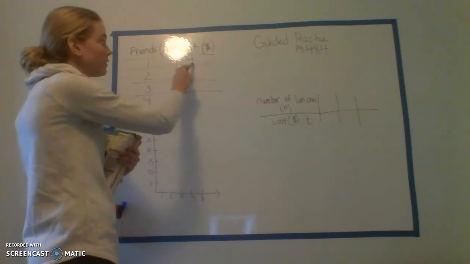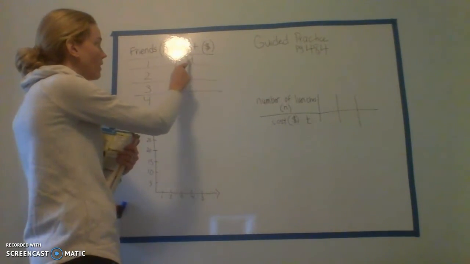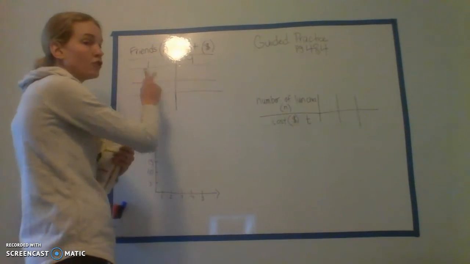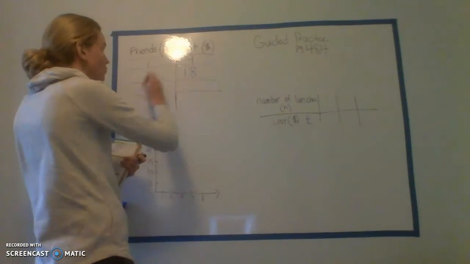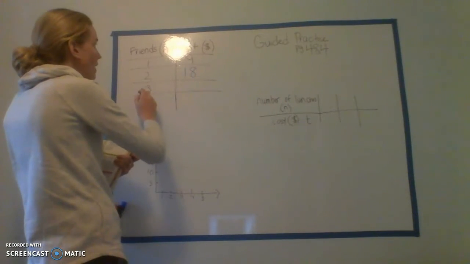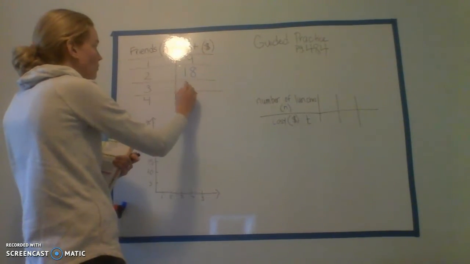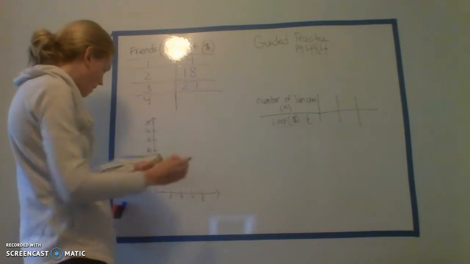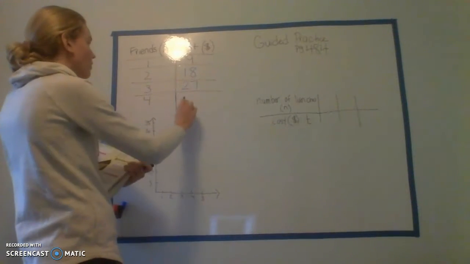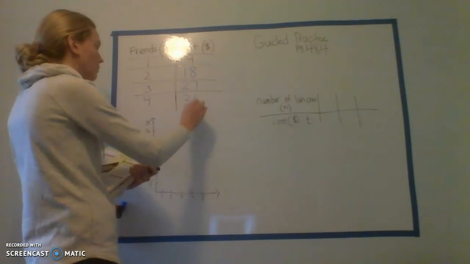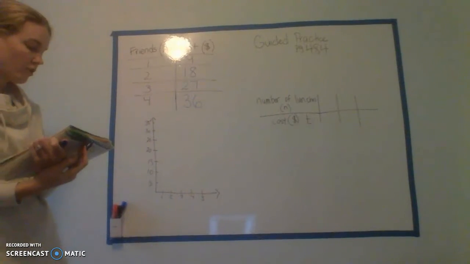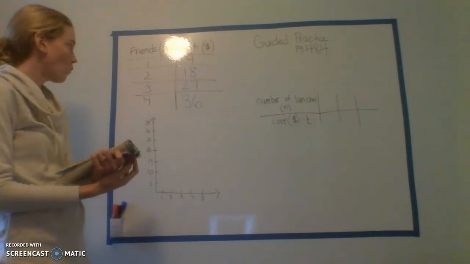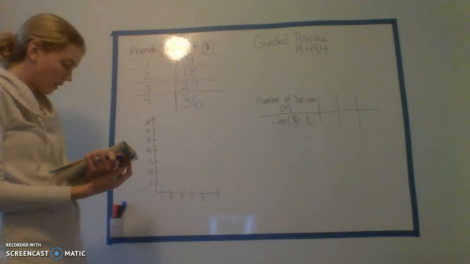One friend costs $9. So it's easier for you to figure out how much two friends cost. It would be $18, 2 times 9. 3 friends would be 3 times 9, which is 27. And 4 friends would be 4 times 9, which is 36. So that's how you fill out that table to figure out the cost of admission for 1, 2, 3, and 4 people.